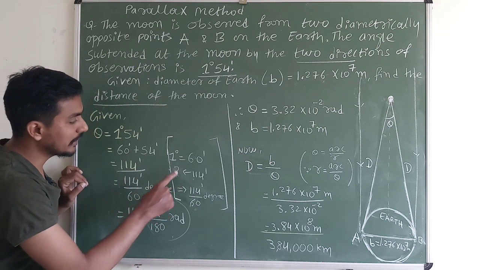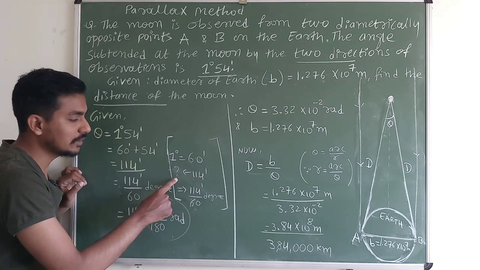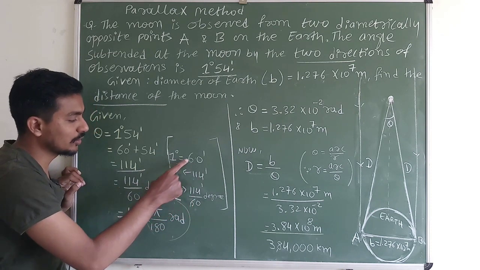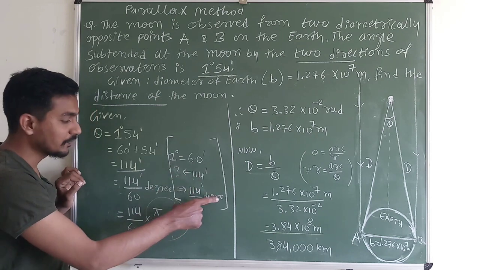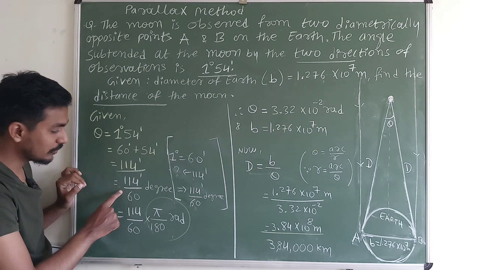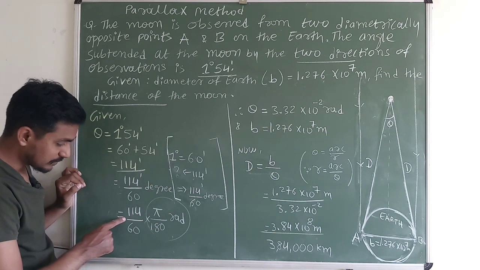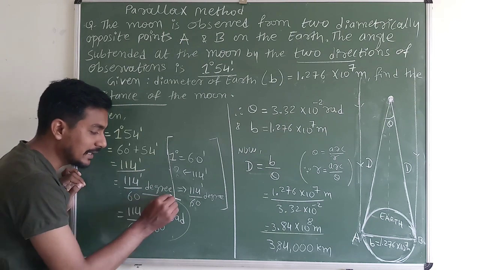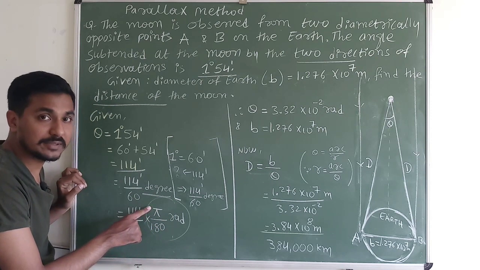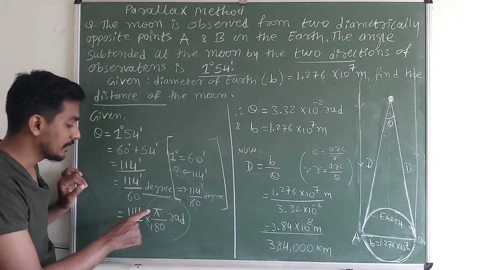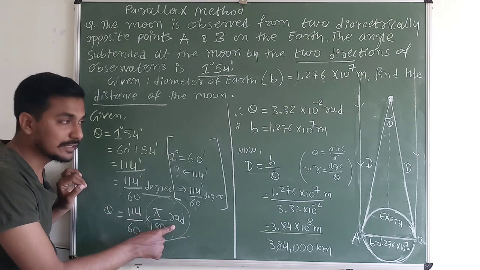Now I want to convert this 114 minutes into degrees. How can I convert it? 1 degree is equal to 60 minutes, so 114 minutes is equal to how many degrees? By cross multiplying, we get 114 by 60 degrees. Now I want to convert this degree into the SI unit, so I multiply it by pi by 180, and I will get the final answer theta in radians.